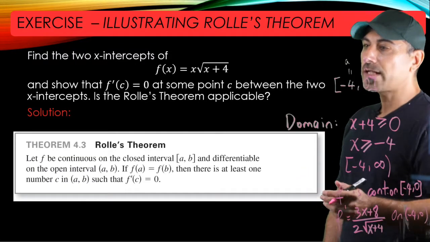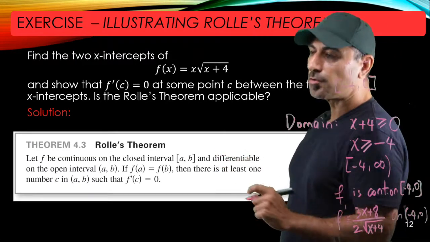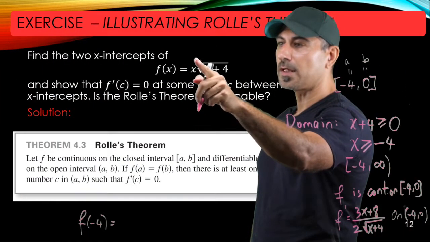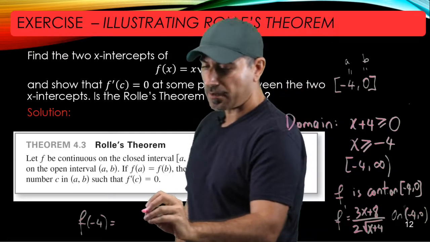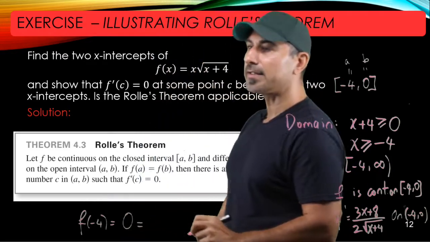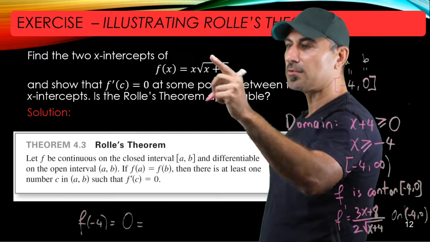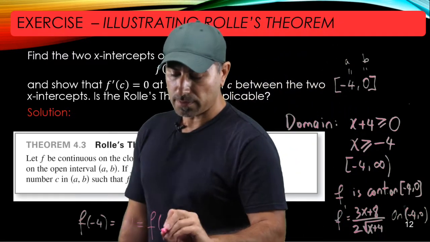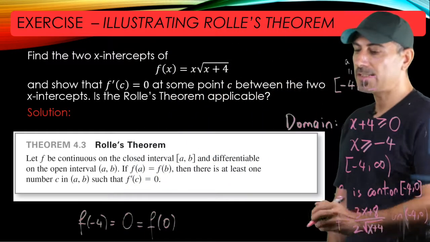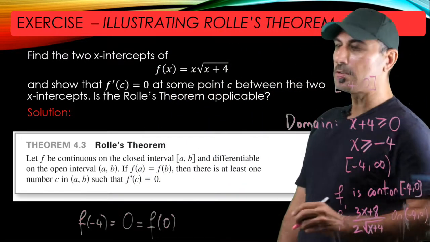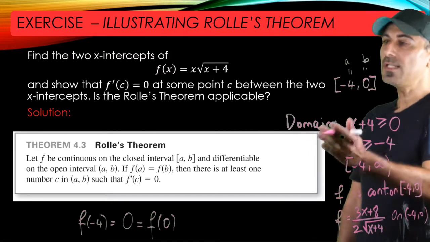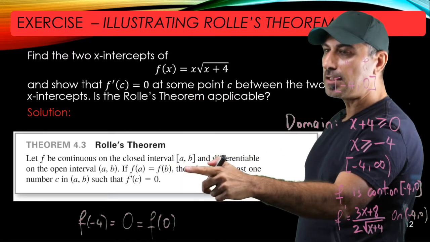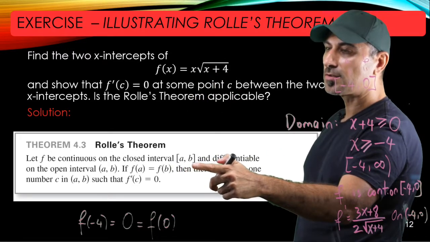The last thing to check is whether f of a equals f of b. Let's check that real quick. Plugging in -4 for x, you have radical 0, which is 0. So f of -4 is 0. Same as f of 0, because f of 0 is 0 times the radical 4, which is 0. So this condition is also satisfied. F of 0 is exactly equal to f of -4. So all of the conditions are satisfied for this f, for a = -4, b = 0.